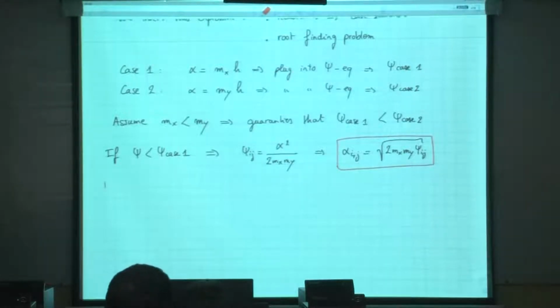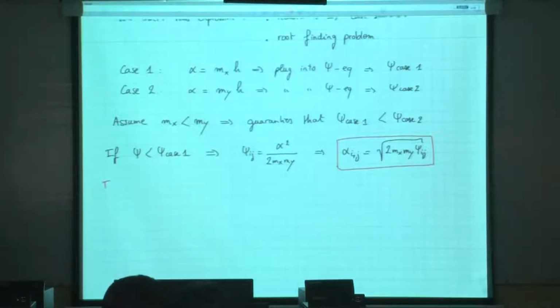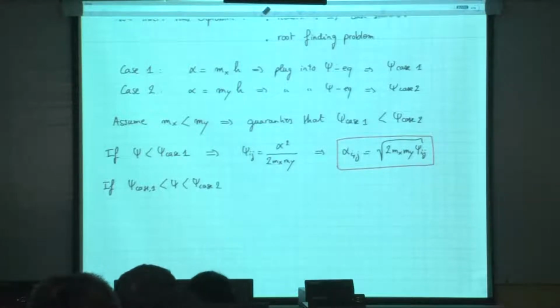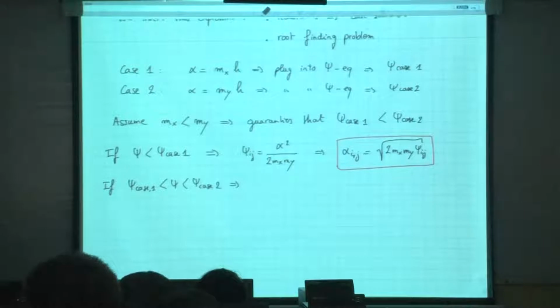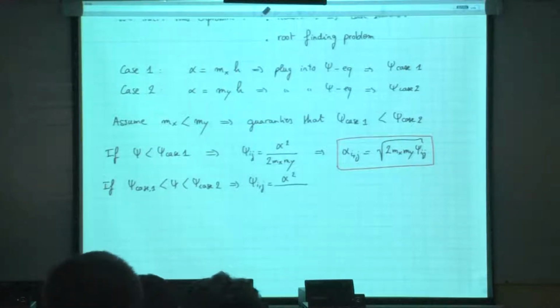Now, if psi case 1 and psi case 2 bracket my value of psi, then that means that my triangle that pops out on the right has to be accounted for and has to be corrected for. So in this case, my relation between psi and alpha is given by this.